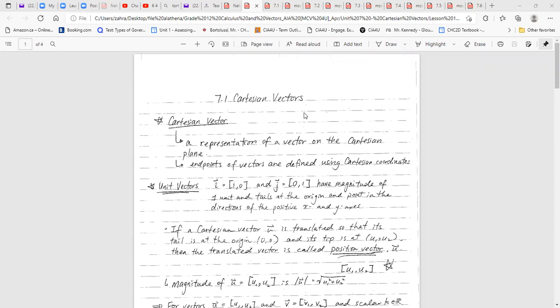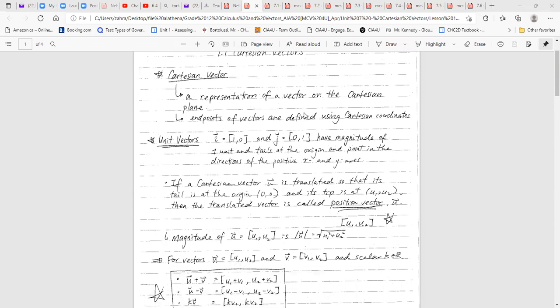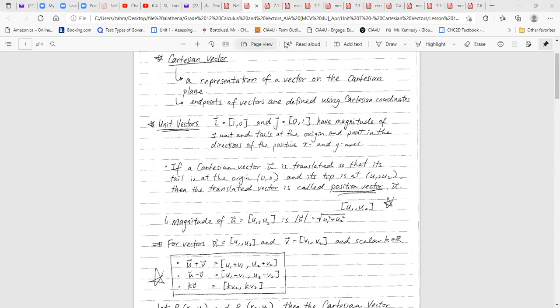7.1 Cartesian vector. For the vector, we have unit vectors. A unit vector along the y-axis we call j hat, and the unit vector along the x-axis we call i hat. What is a unit vector? The magnitude of that is 1.